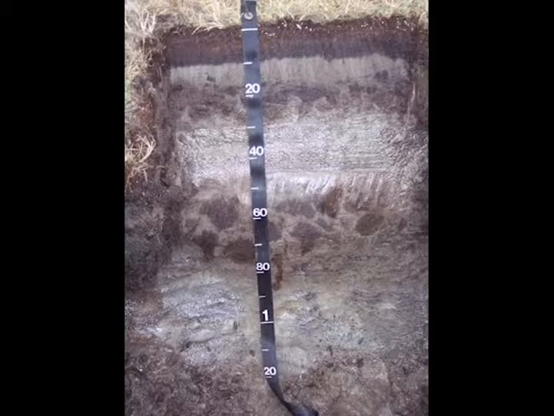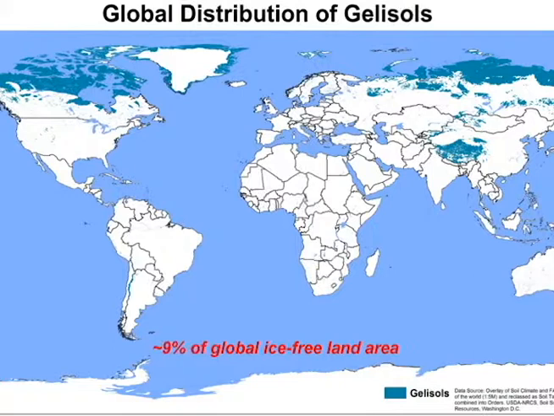This profile is from a coastal plain in northwestern Alaska, where a series of many different environments has produced some striking features. Permafrost soils cover about 9% of global land area. They're concentrated in Arctic and high mountain regions, though some are also found on Antarctica.